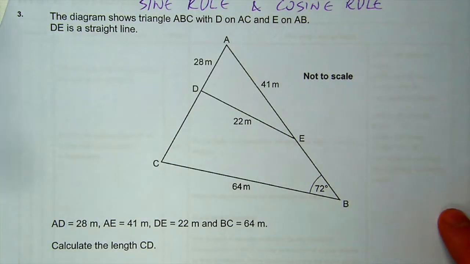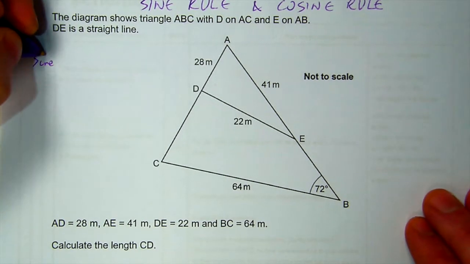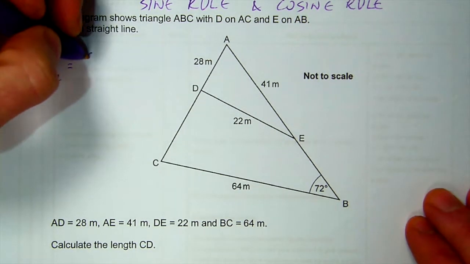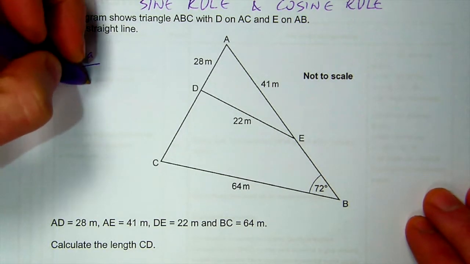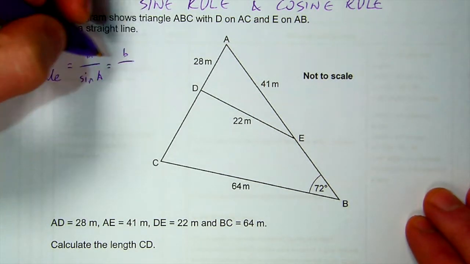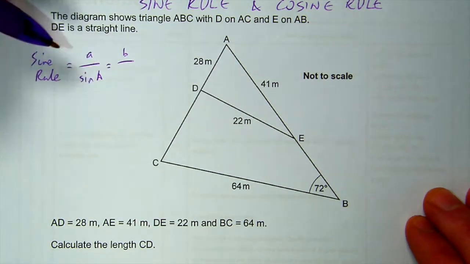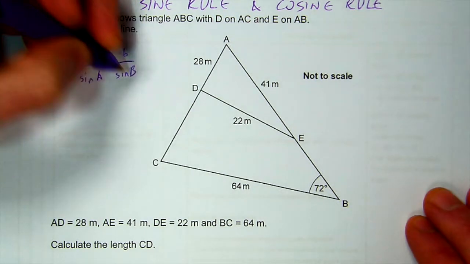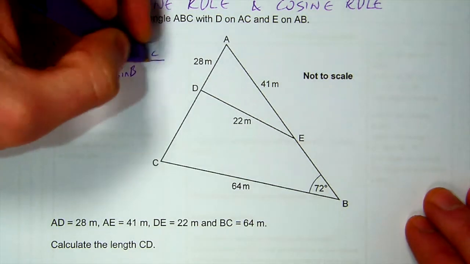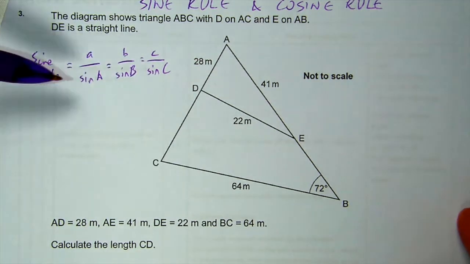A tip whenever you're doing this is to write down those two rules again, so you know which one to use. A reminder of the sine rule is little a over sine big A, and the little a represents the side, and the capital A represents the angle. So it's little a over sine A equals little b over sine B, and if you need C as well, it'll be little c over sine C. That's the sine rule.